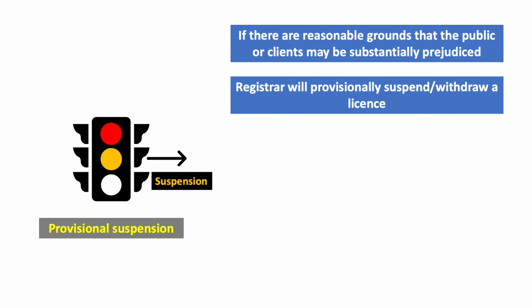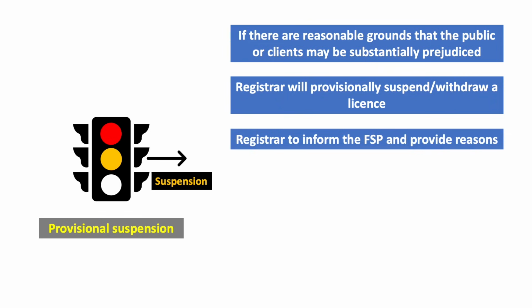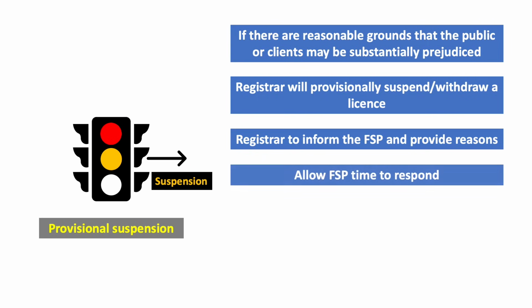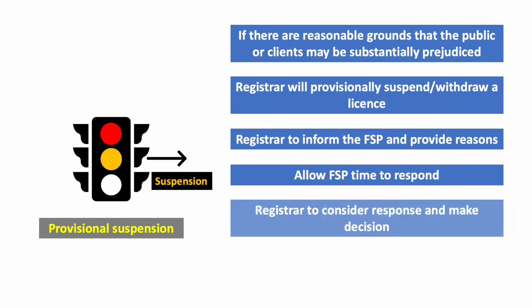In this instance, the registrar will inform the FSP of the action taken and give reasons. It may also publish this provisional action on its website or other media platforms. Once notified, the FSP will have an opportunity to respond against the action taken. The registrar will consider the response from the FSP and make a final decision.